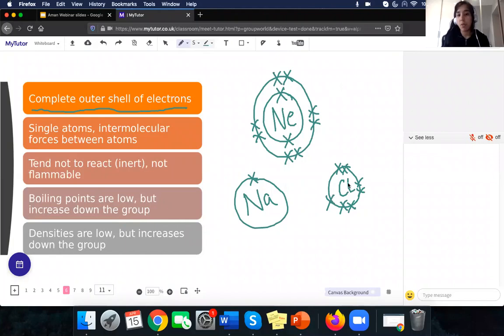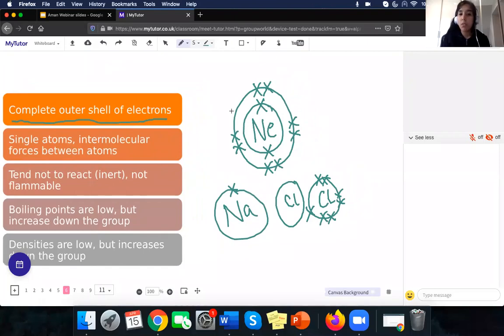So remember, for example, chlorine. We know chlorine goes around in pairs because that means it can share its electron with another chlorine, and they would both have 8. So remember covalent bonding, and we did that last week. Whereas with neon, because it's got its full outer shell, it doesn't share any electrons. So that means it goes around as a single atom.